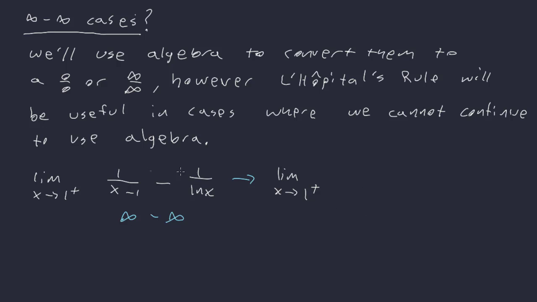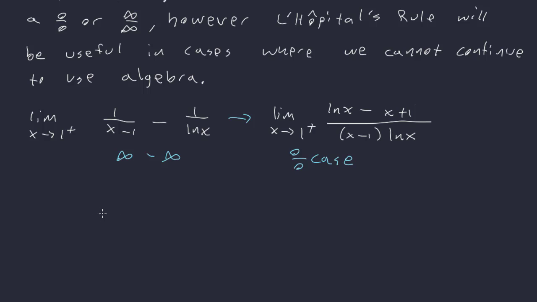And so using our algebra here, we will get the limit as x goes to 1 from the right of the natural log of x minus 1 all over x minus 1 times the natural log of x. And I'll go ahead and distribute that negative sign to get ln x minus x plus 1. Okay, and now what we've turned this into is a 0 over 0 case, right? When we plug in 1 here, you'll get 0 minus 1 plus 1, so 0 over a 0 times 0. So this is now a 0 over 0 case, so we can actually apply L'Hopital's Rule and get down to the correct answer.